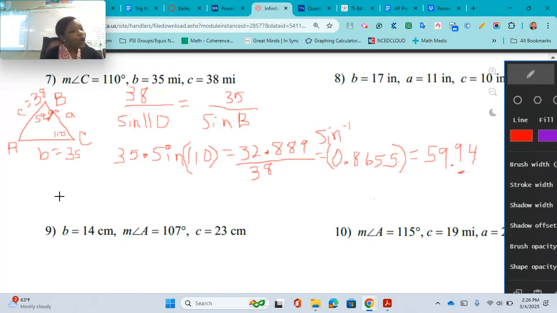All right. What would be easy to find next? Angle A. How? Adding those two numbers together and subtracting from 180. Excellent. Adding the angles we have together and subtracting from 180. So 180 minus the 59.9 and 110. And I'm sorry, what did you get, Yas? 10.1.